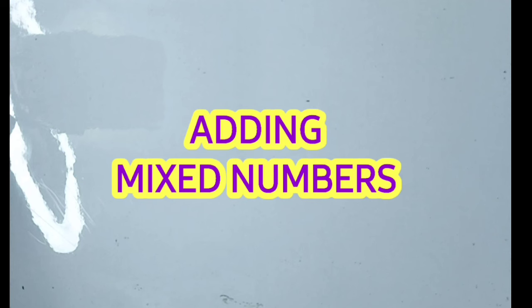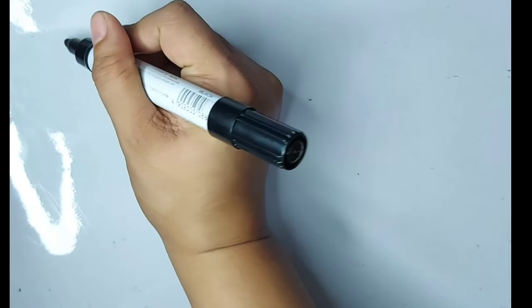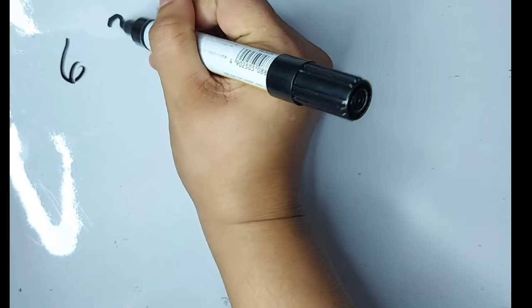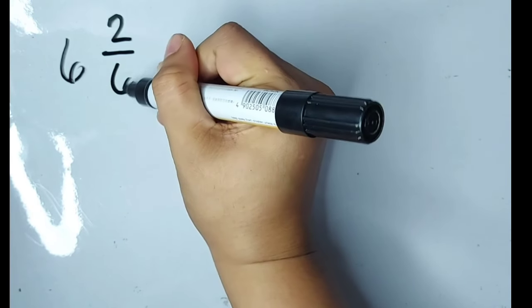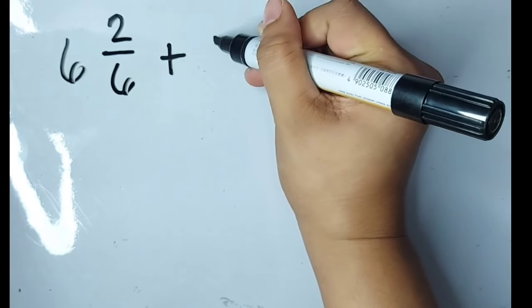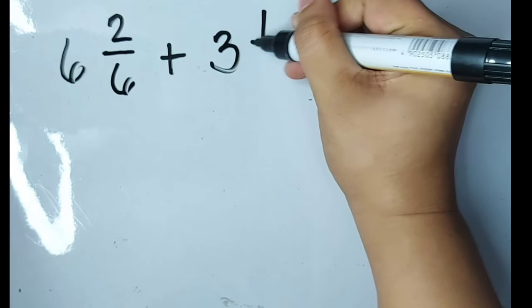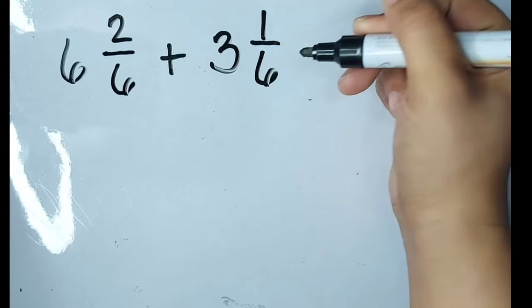Let's now move on to adding mixed numbers. Step 1. Write the given. Our given is 6 and 2 over 6 plus 3 and 1 over 6.